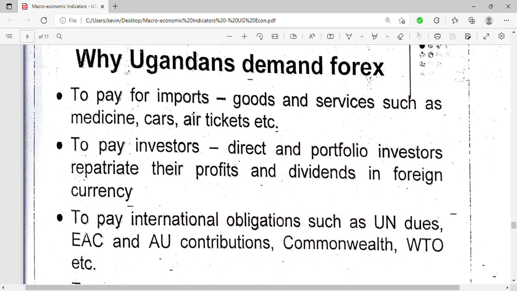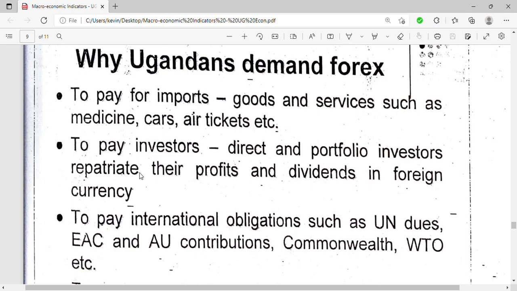Then let's look at the reasons why Ugandans demand for Forex. Why do we demand for foreign currency in our country? The first reason is to pay for imports, goods and services such as medicine, cars, air tickets, etc. If you are to buy imports, you have to pay in their foreign currency. You have to pay in dollars, you have to pay in Kenyan shillings, things like that. So it's the reason why we demand for Forex, to pay for imports.